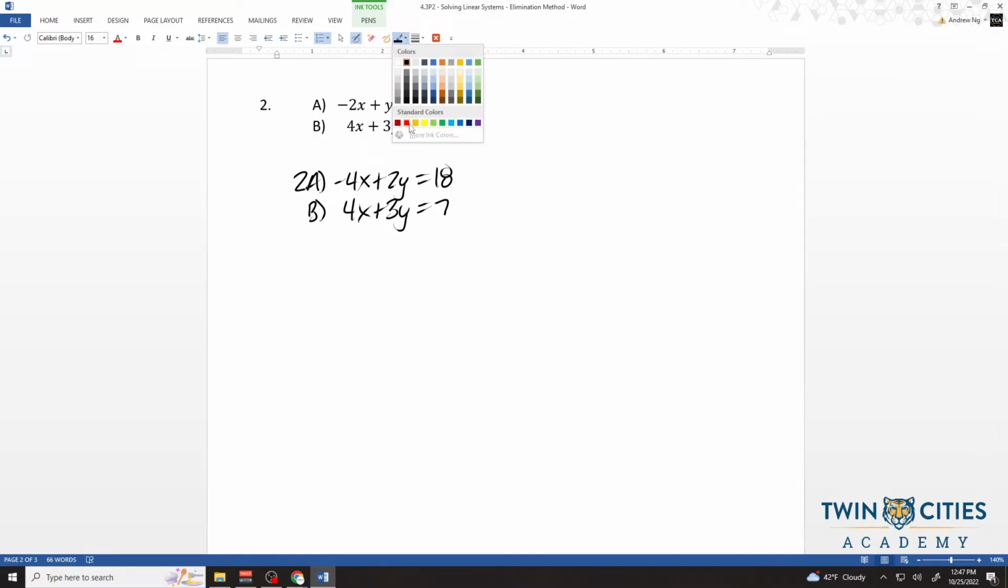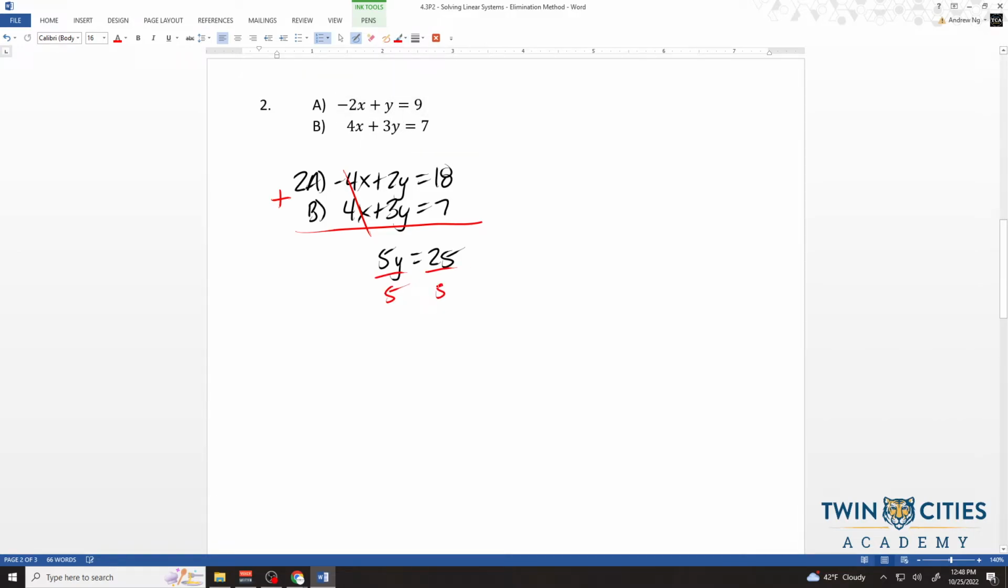When they're the same sign, such as positive 3x, we subtract. But when they're opposites, I'm going to add the equations together. Because when I add negative 4x plus positive 4x, that'll go to 0. And I'm left with 2y plus 3y will make 5y equals 18 plus 7 is going to make 25. Let's divide by 5. And we find y equals positive 5.